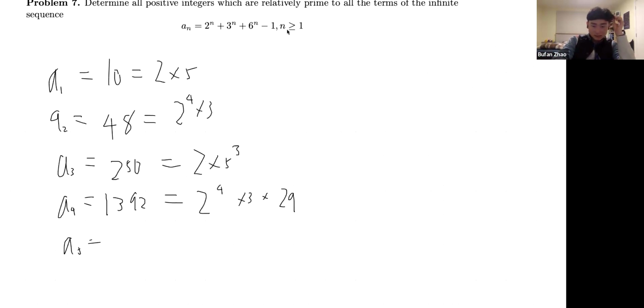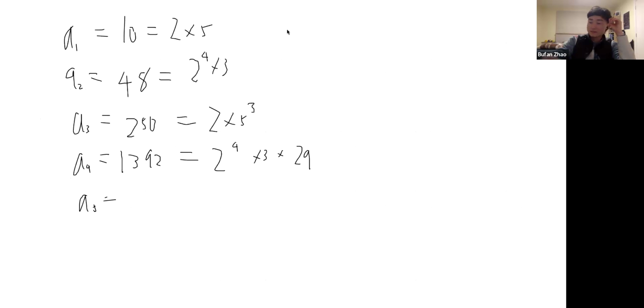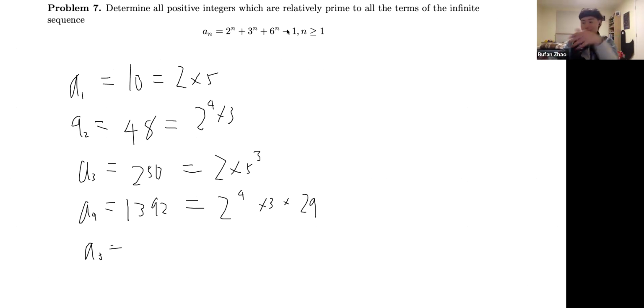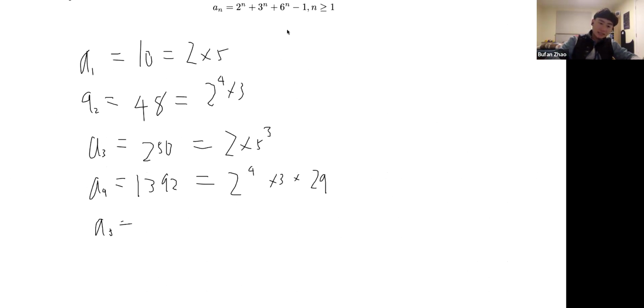All right. Now moving on to A5. Once again, you're allowed the calculator. Oh, we have limited time, so I'll just say it. Yeah, it's 8050, and its factorization is 2 times 5 to the power 2 times 7 times 23.